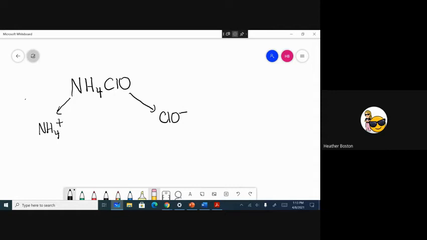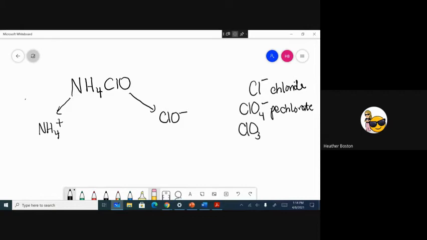It is ammonium hypochlorite. Let's go over the chlorate series again. So remember, Cl minus is chloride. ClO4 minus has the most amount of oxygens on it, so it is perchlorate.